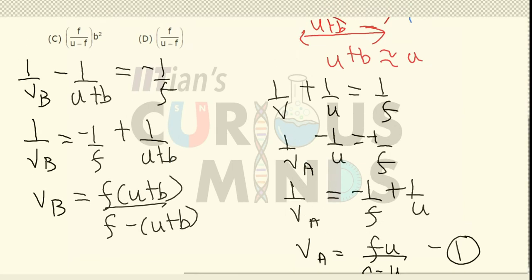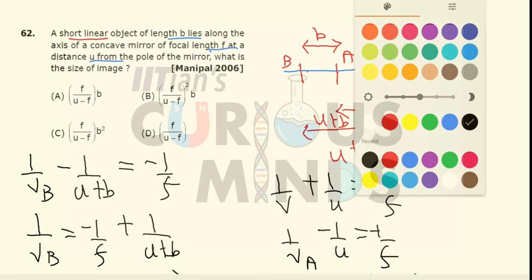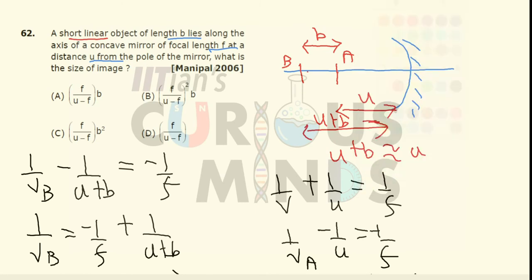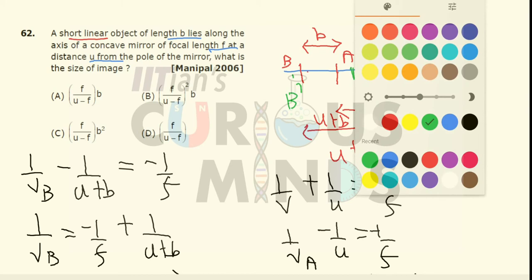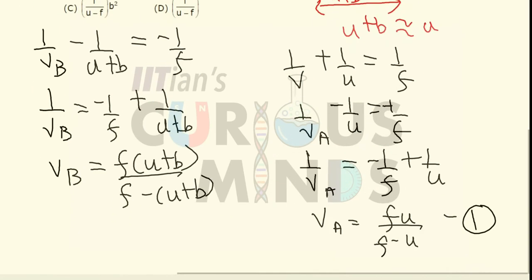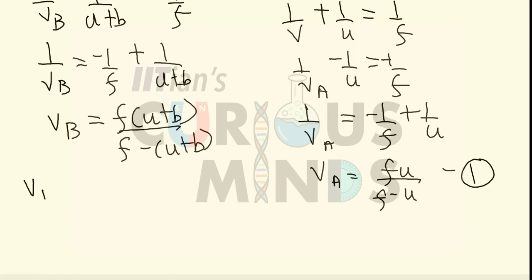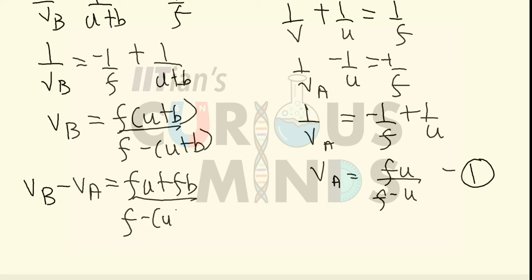So the two image positions obtained are somewhere over here. Let me mark them as a dash and b dash. I do not know the exact values. Now the size of the image will be equal to vb minus va. When I subtract, it will be equal to fu plus fb divided by f minus u plus b, minus fu divided by f minus u.